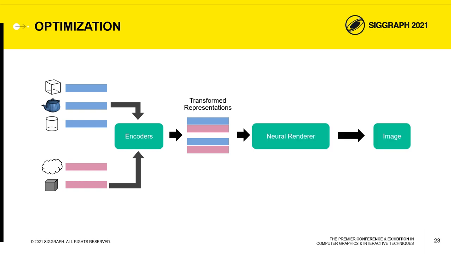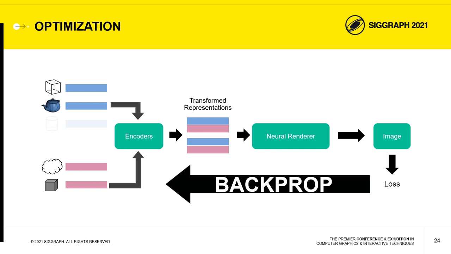And like any other deep learning method, we backprop the loss through the renderer, the encoders, and finally the used vector representations. And this then optimizes the representations to be as useful as possible. And as you can see, in this case we do not modify the cylinder representation because it wasn't used in this particular scene.